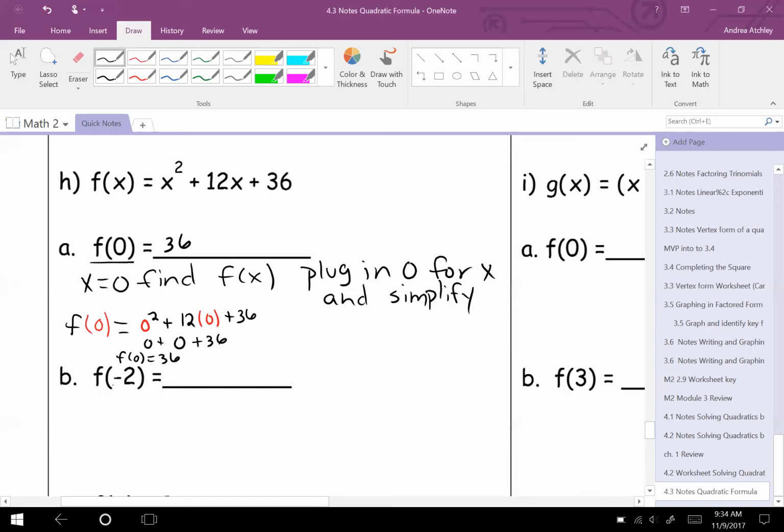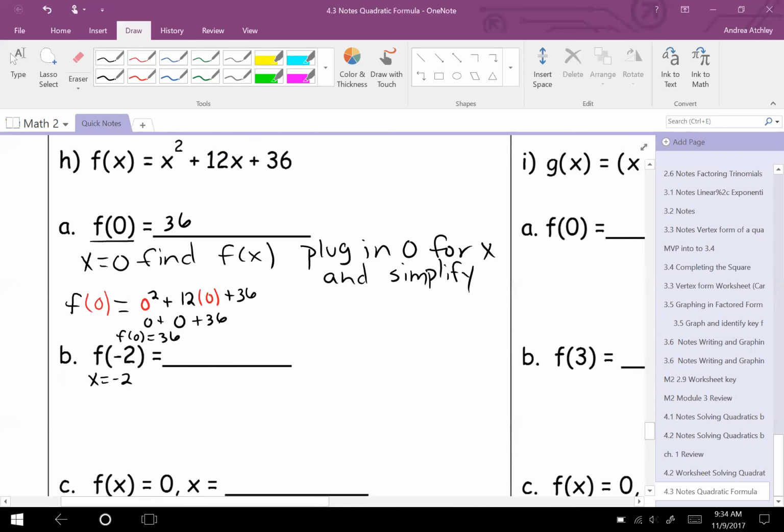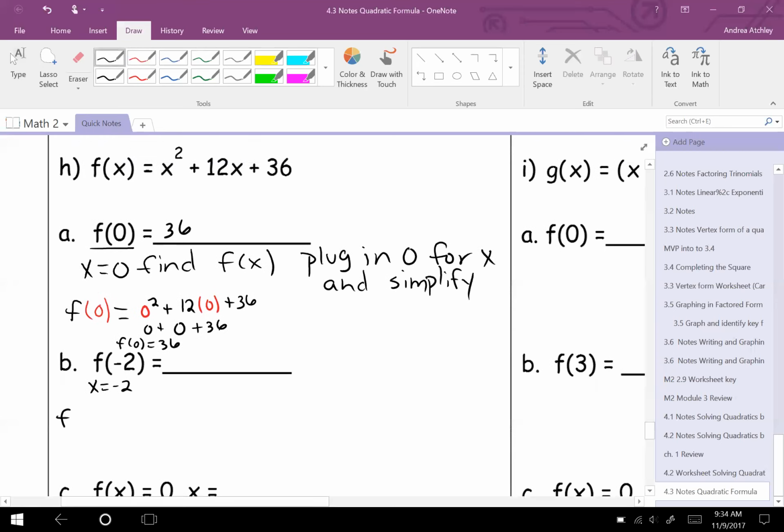Okay, this is the same thing, only what are we plugging in for x? X equals -2 this time. So we're going to plug in, instead of 0, like we did here, we're going to plug in -2 for x. Using that same equation, I'm going to have f of -2 equals, make sure you put the -2 in parentheses, -2, then squared, plus 12 times -2 plus 36. Then we're going to do that math.